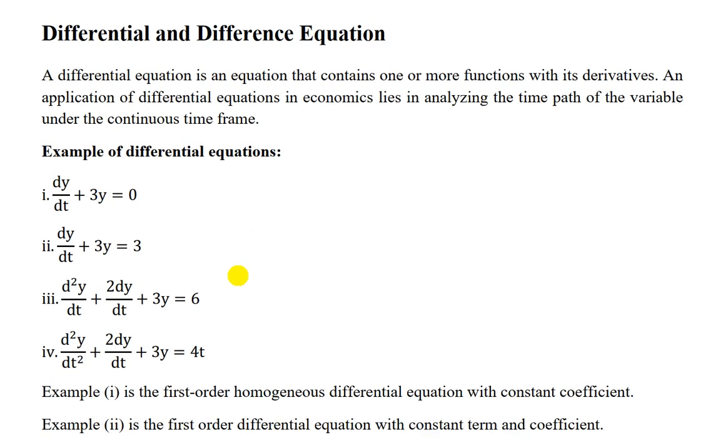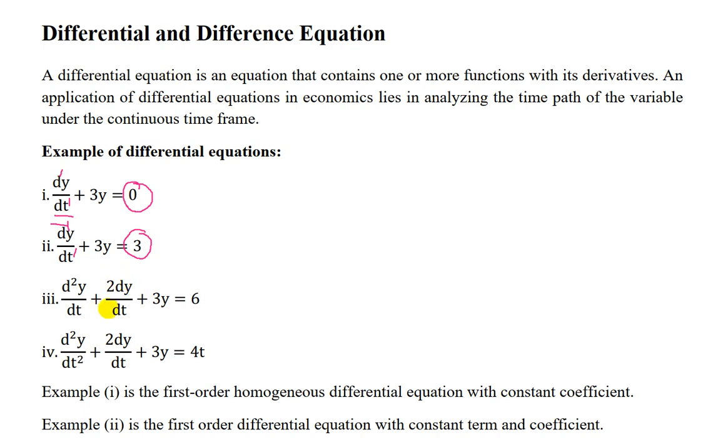And here are some examples of differential equations. You can go through them. First is a differential equation of homogeneous form. It is of first degree because here it's 1 and it's 1, so it is first degree. And it is homogeneous because the right hand side is 0. Second is also first order because its order is 1. And it is not homogeneous because the right hand side is 3, not 0.